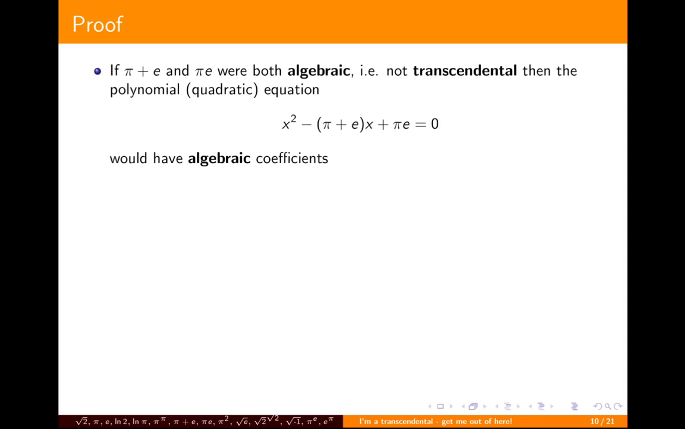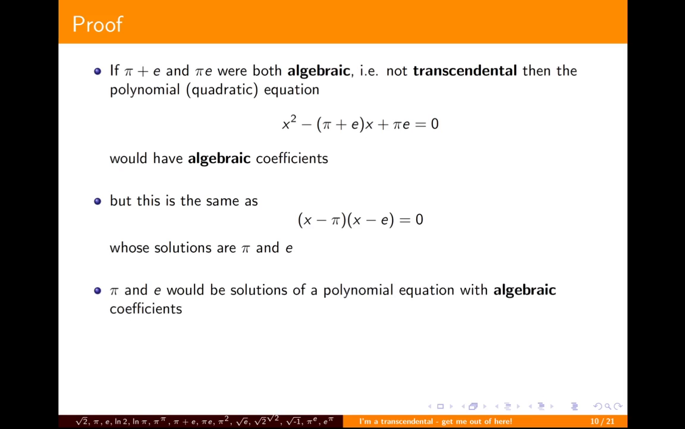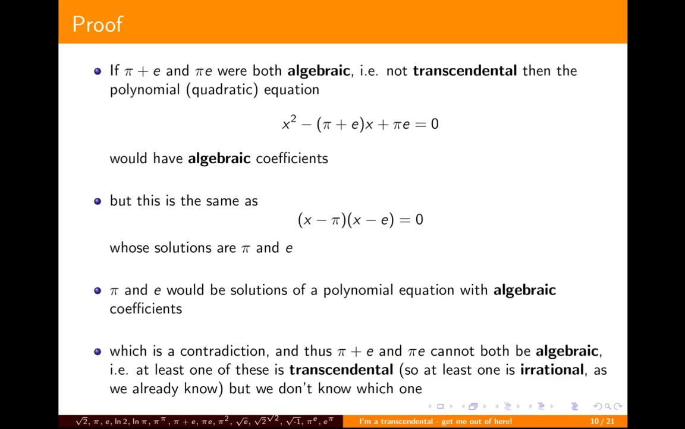So let's suppose the opposite, that pi plus e and pi times e are both algebraic, i.e. not transcendental. That means they're the solution of the quadratic equation shown, which would have algebraic coefficients. On the other hand, if we rewrite that quadratic equation as shown, whose solutions are clearly pi and e, we see that pi and e would be the solutions of a polynomial equation with algebraic coefficients. And that again is a contradiction, and thus pi plus e and pi times e cannot both be algebraic, i.e. at least one of these is transcendental, i.e. at least one is irrational, but we don't know which one.